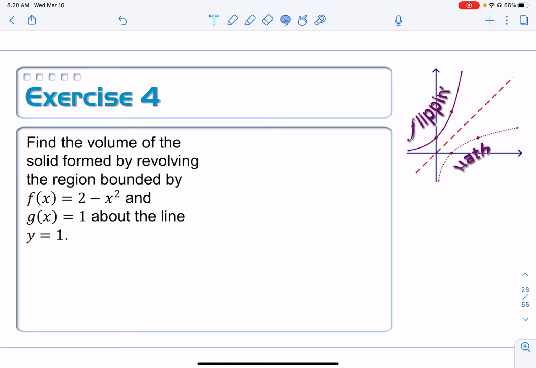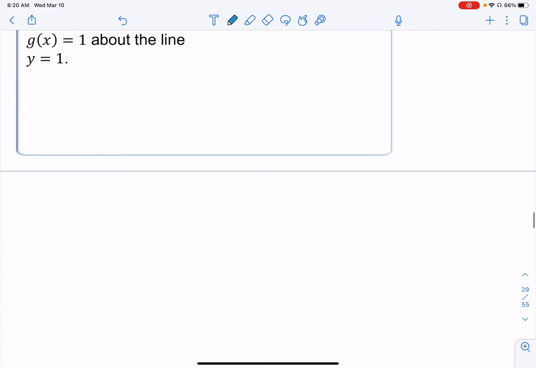Find the volume on exercise 4 of the solid formed by revolving the region bounded by f of x equals 2 minus x squared and g of x equals 1 about the line y equals 1. So here's an opportunity to revolve something around an axis that's not the x-axis or the y-axis. We'll start, as we do, by drawing a picture.